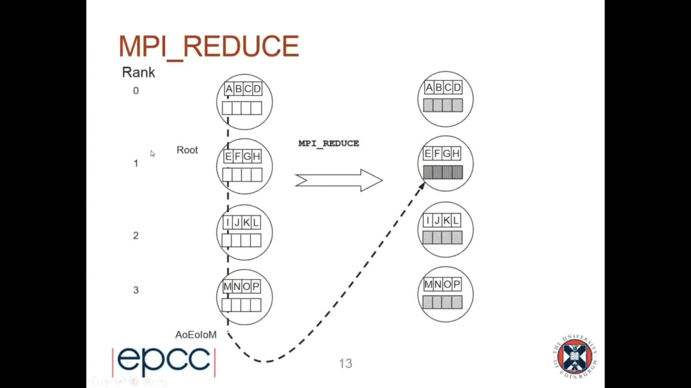And so if I specified root equals 1, the output would be placed on root. So that would be A plus E plus I plus M. That would be B plus F plus J plus N and so on. So the reduction takes place individually across each element of the array. Now in many situations, count is 1, just reducing a single integer.